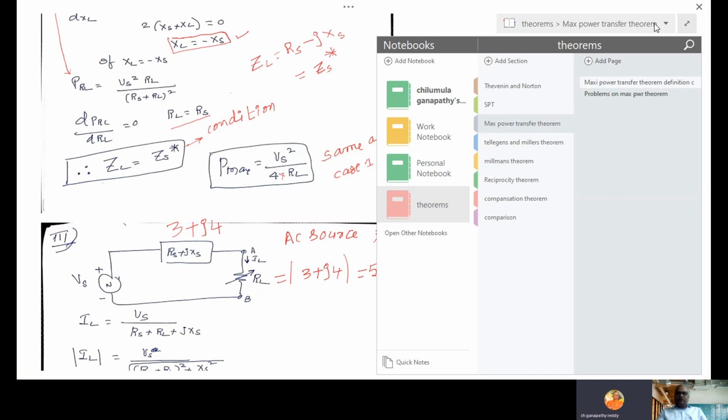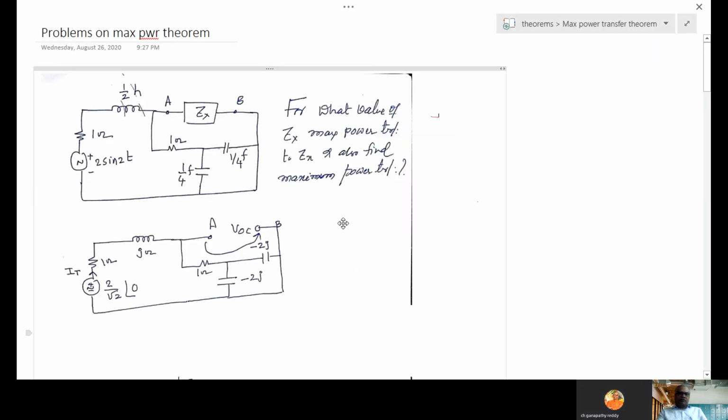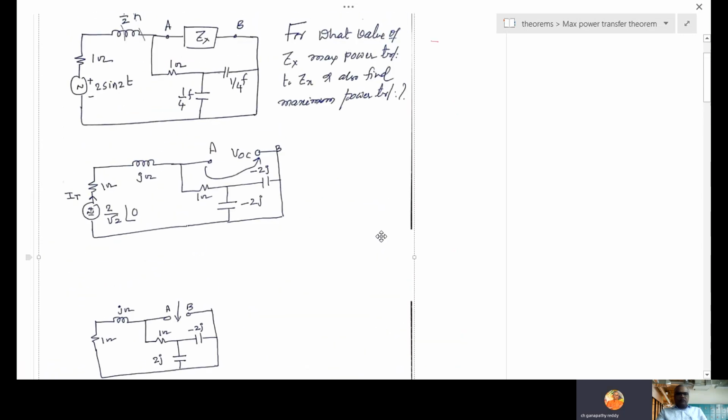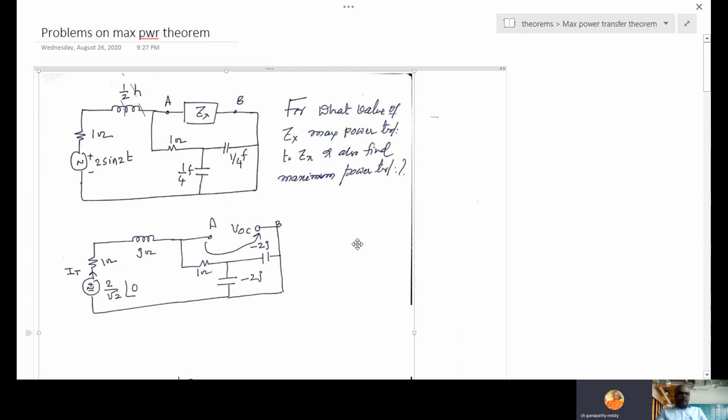Now let us look at problems. So these are the problems. Let me explain. So this is the problem. In this problem, observe carefully. ZX is connected here. Capacitors are there, inductor is there. For what value of ZX is there maximum power transfer to ZX? Also find the maximum power transfer to ZX.